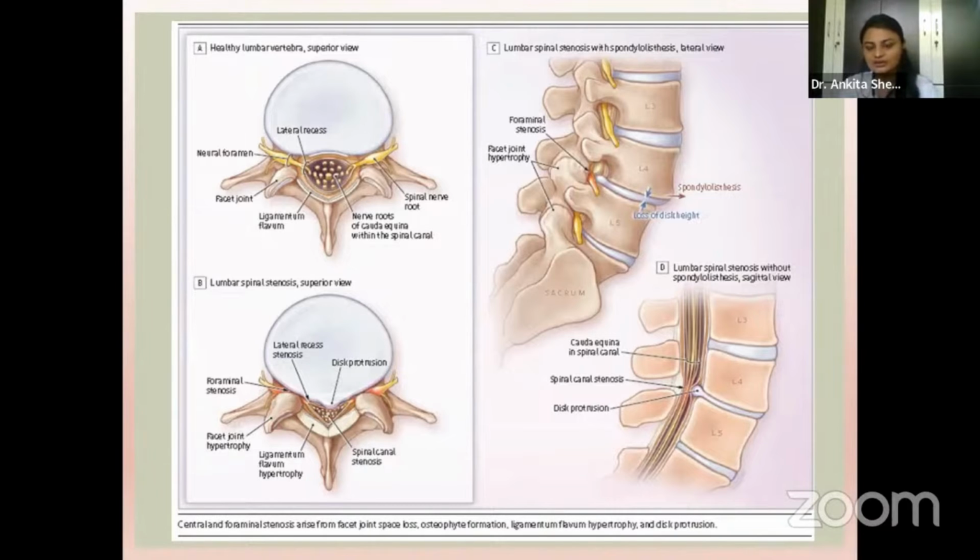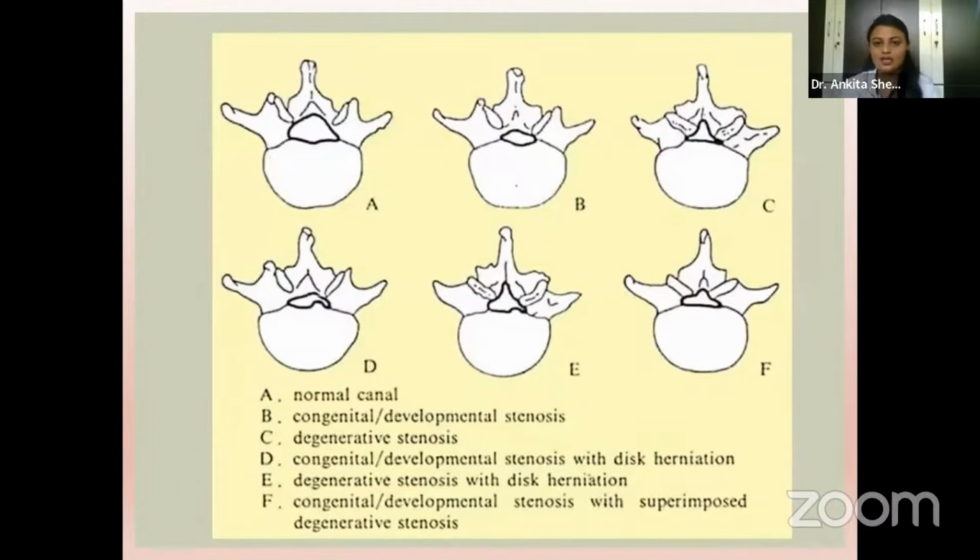When we see the image on the right, this is a listhetic image, anterior slippage of L4 vertebra over L5. Here, we can see at the intervertebral disc area, there is foraminal stenosis. In the last image, this is a lateral view where we can see, without any listhesis, only with disc protrusion, how it causes central canal stenosis.